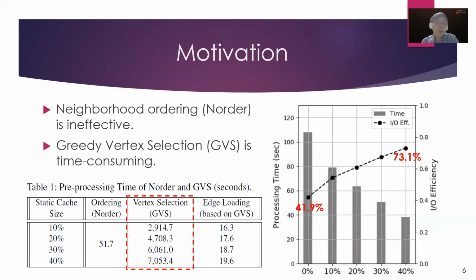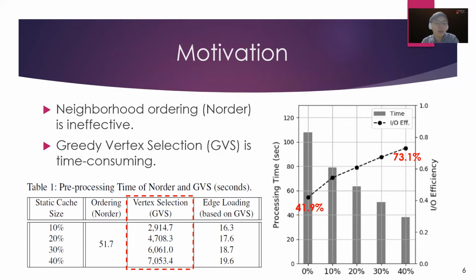So we measure the performance of Ordering and GVS in the slides. And as shown in the right figure, we fix the size of a traditional cache and range the size of static cache from 0% to 40% of the edge data. And we can observe that Ordering is ineffective as it only has IO efficiency of 42%, which means that almost 60% of the loaded data will not be used.